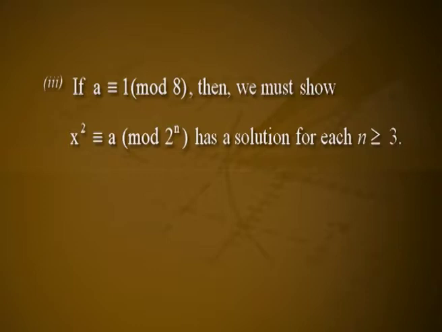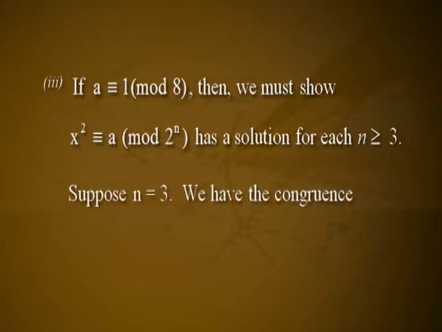3. If a congruent to 1 mod 8, then we must show x square congruent to a mod 2 raised to n has a solution for each n greater than or equal to 3. Suppose n is equal to 3. We have the congruence x square congruent to 1 mod 8. Clearly, 1, 3, 5, 7 all satisfy it. Next, suppose x square congruent to 1 mod 2 raised to n has a solution for n greater than or equal to 3, say x naught.